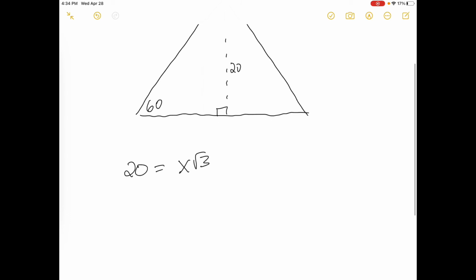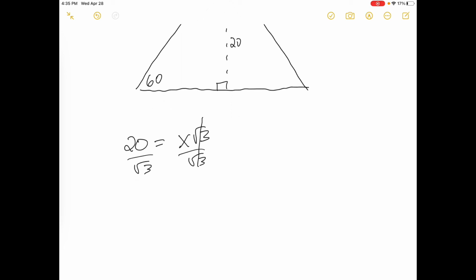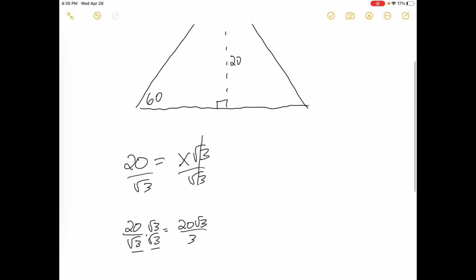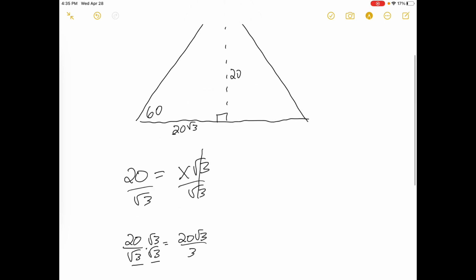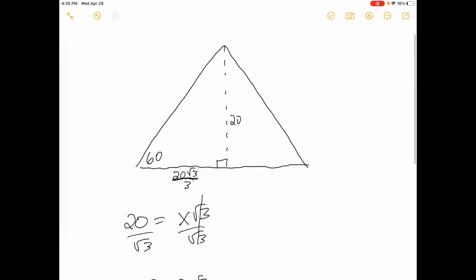So now we're going to divide by root 3 to both sides. Cancel. Okay, x is 20 over root 3. Don't leave it like that. What we're going to do is rationalize the root. Root 3 times root 3 is 3. So my short side is 20 root 3 over 3. That's just half of my base, so this side is also 20 root 3 over 3.